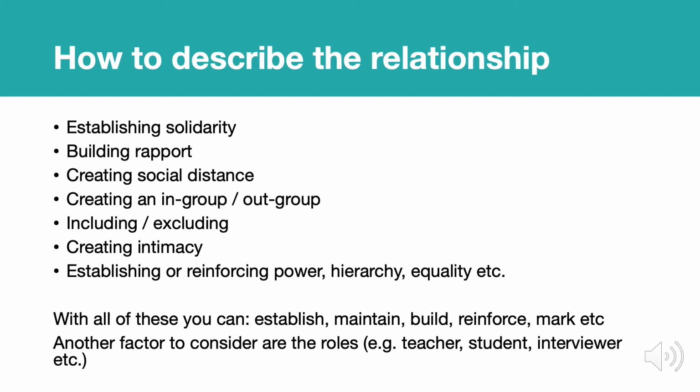The relationship might create social distance, or it might establish social distance. So it's going to separate our groups of people. It could create an in-group or an out-group. So do you want, or does the creator of the text want people to feel part of their group or excluded? It can create intimacy and show a close relationship. Or we can use a text or conversation to establish or reinforce power, hierarchy, and equality.